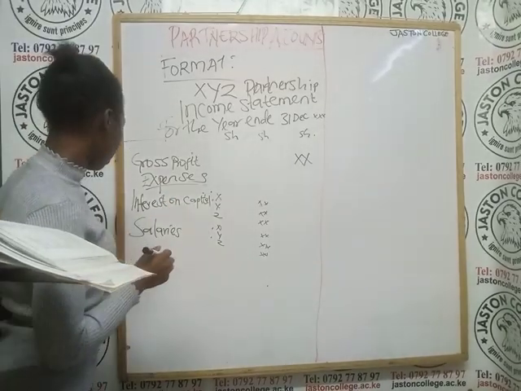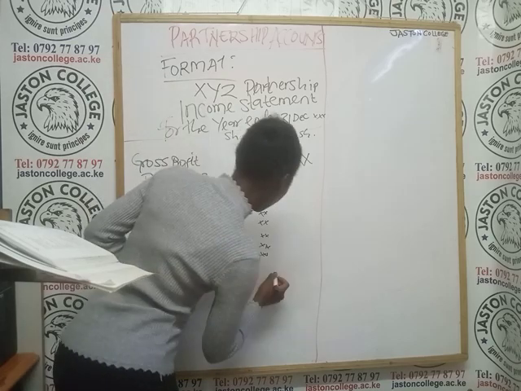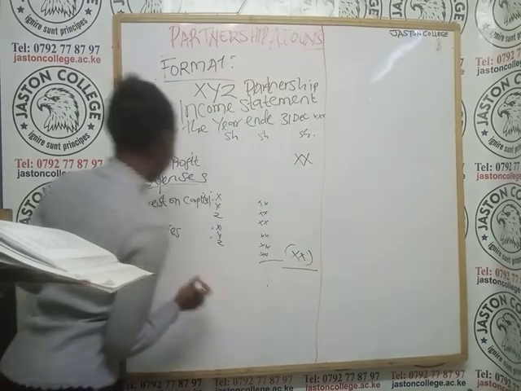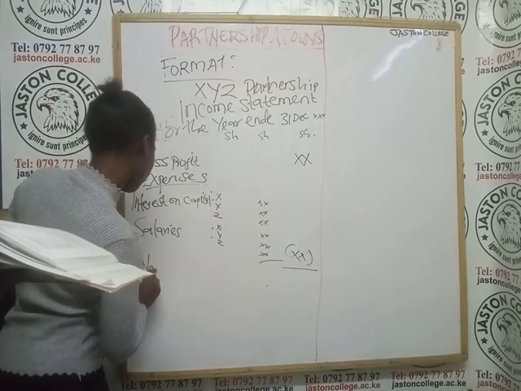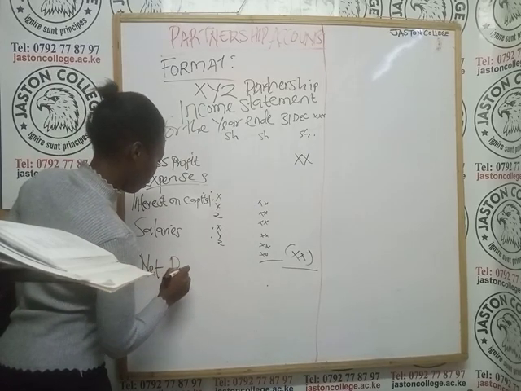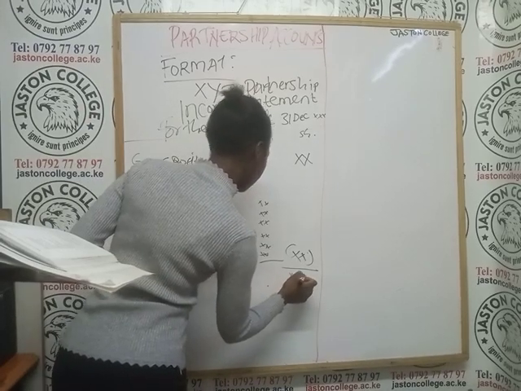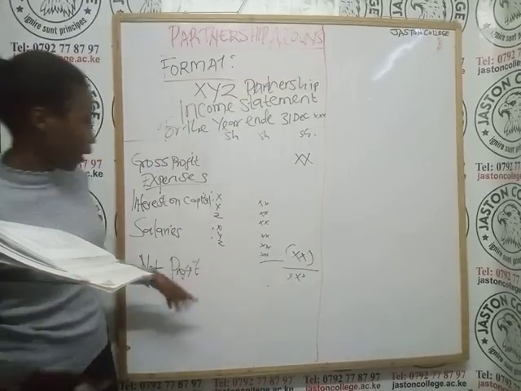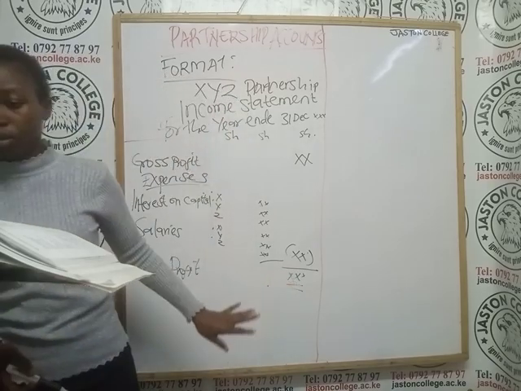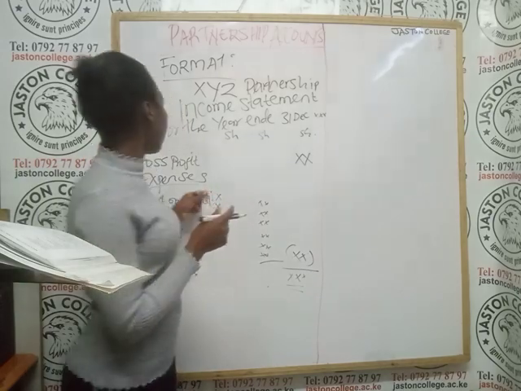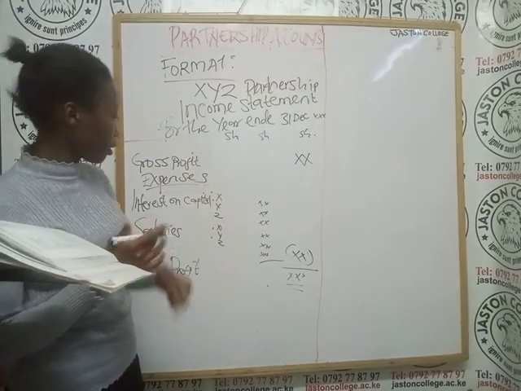So from here, we will less the expenses. We get our net profit, our net profit over here. Then this is our income statement.